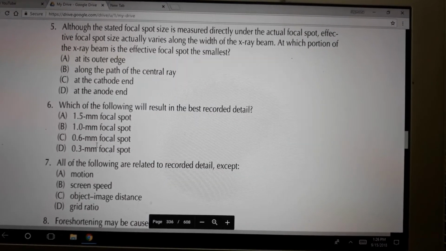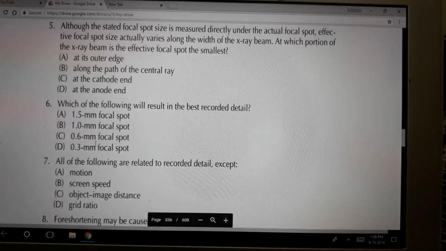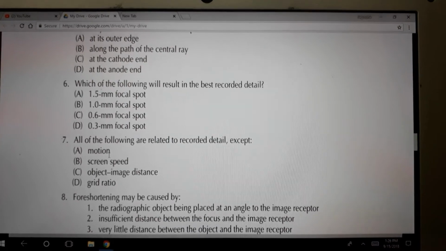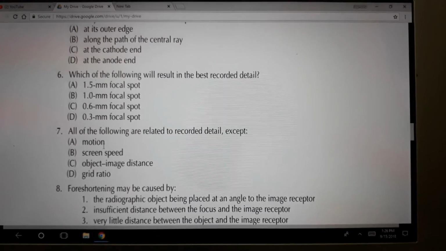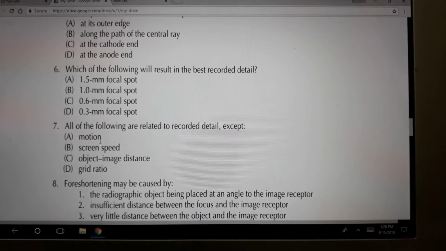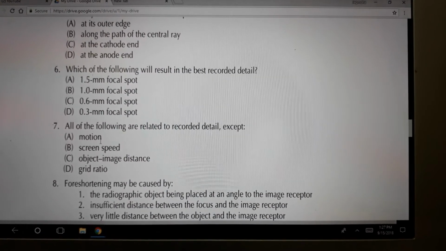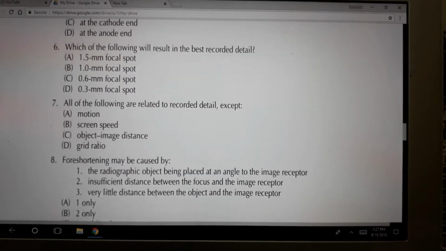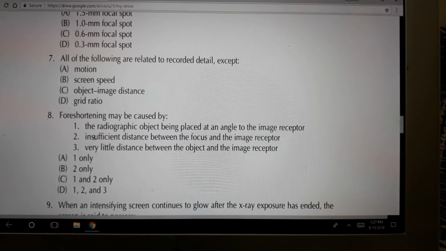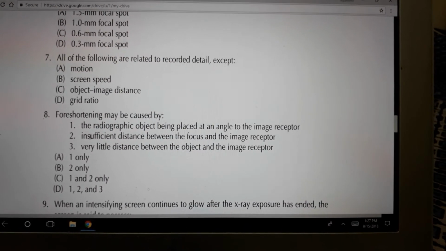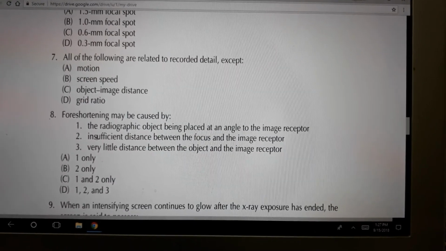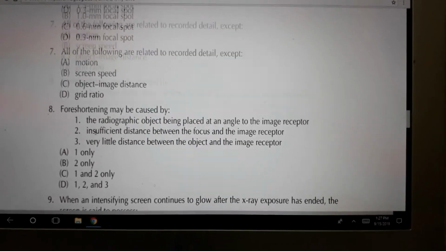Which of the following will result in the best record detail? 0.3 mm focal spot; the others are larger. All the following are related to record detail except grid ratio. This is not related to record detail. Foreshortening may be caused by the radiographic object being placed at an angle to the image receptor, or insufficient distance between the focal spot and image receptor. The answer is B, first and second.